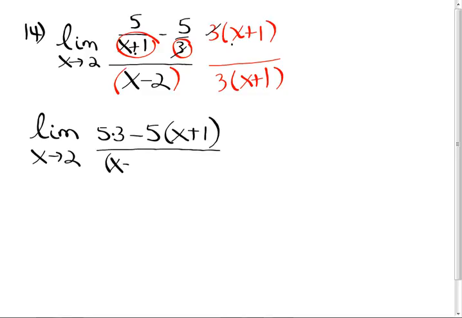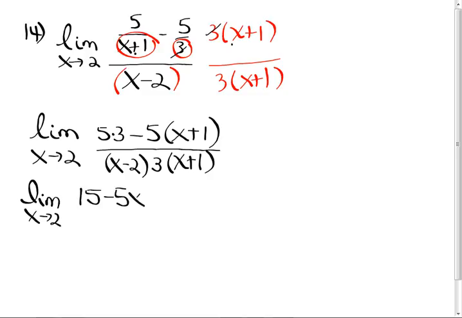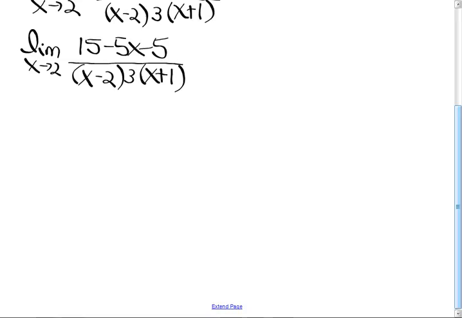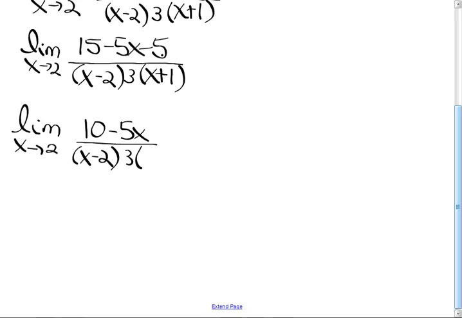And then just leave it like this. And then go ahead and multiply that out. So it's 15 minus 5x minus 5. What's 15 minus 5? We may have an algebra issue here. 10 minus 5x over x minus 2 times 3 times x plus 1. What can you factor out of this? Now be careful. That's 2 minus x.